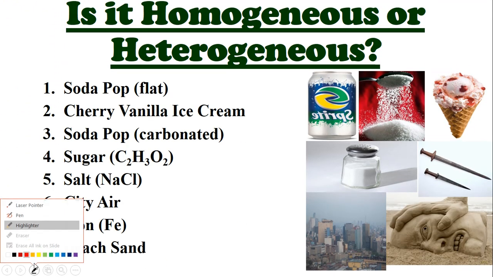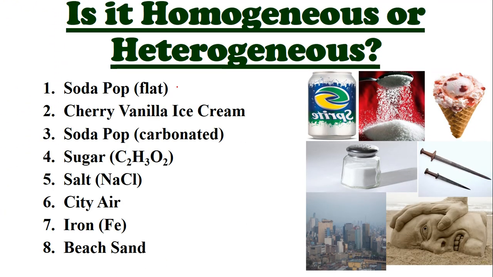So let's look here. Let me get the pen. We're going to determine if they're heterogeneous or homogeneous. For homo, we're just going to write HO. For hetero, we're going to write HE. Soda pop that's flat. That means there's no carbonation. That would be homogeneous. Cherry vanilla ice cream.